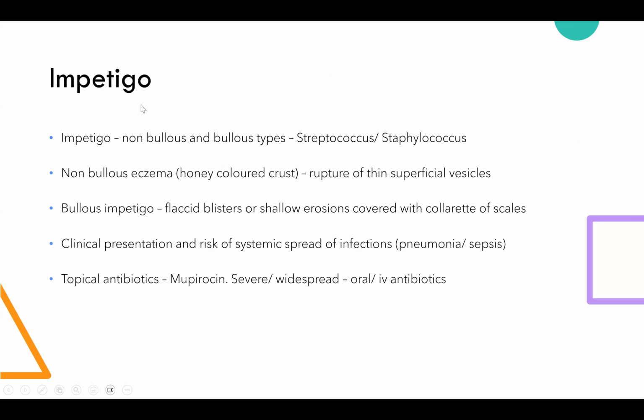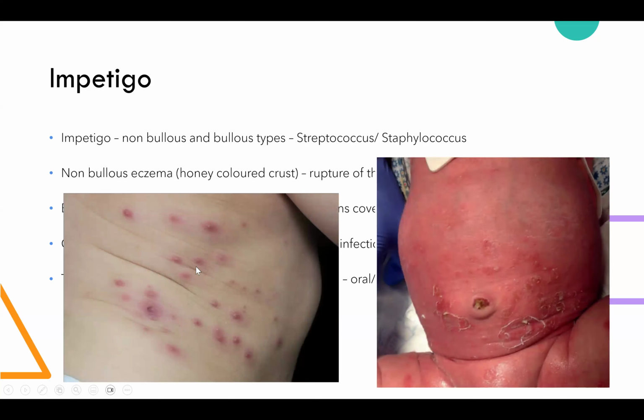So impetigo is a relatively benign skin condition, a localized skin infection caused by streptococcus or staphylococcus. It can be non-bullous or bullous types. So this is the non-bullous type. First picture is a non-bullous type.